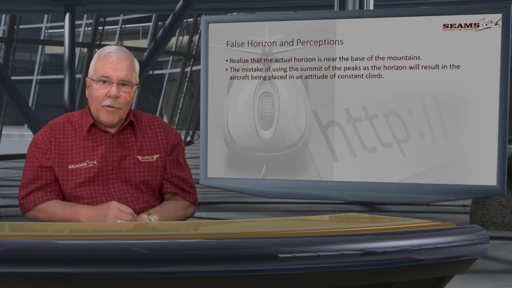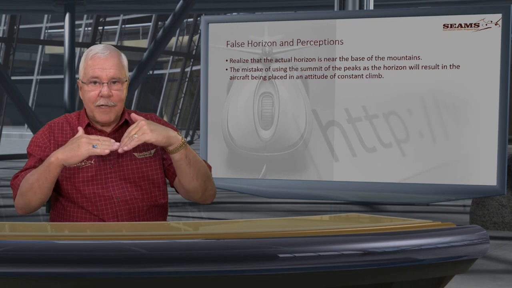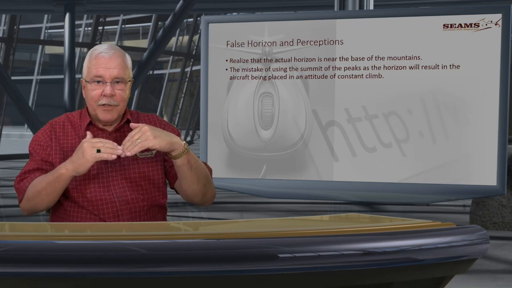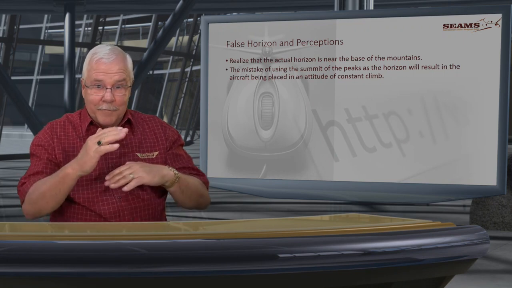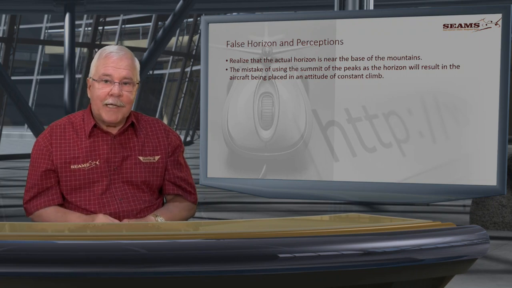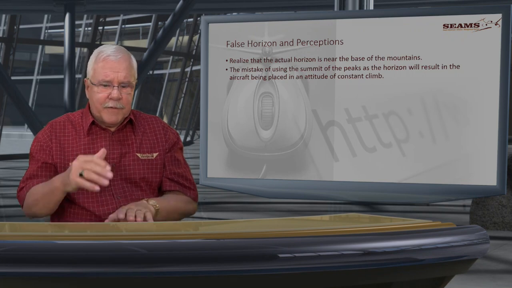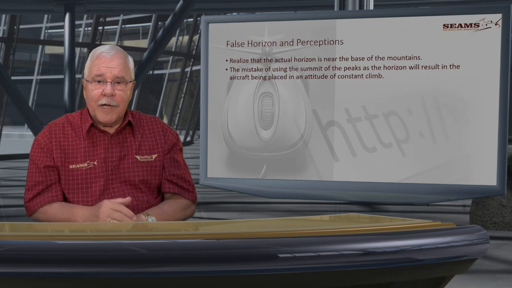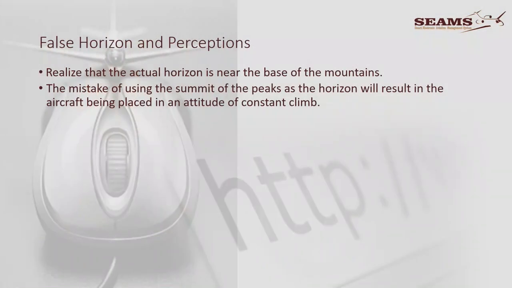Now, just remember, when you land at the base in a deep mountain area, facing the uphills, and you turn around from there, you're going to get a fright, because you're going to feel when you turn away that your nose is sitting too high. Obviously not a huge problem, because if you feel too high, you're going to push forward and fly away from the mountain. But that is a false sense. The mistake of using the summit or the peak as the horizon will result in the aircraft being placed in the attitude of constant climb.